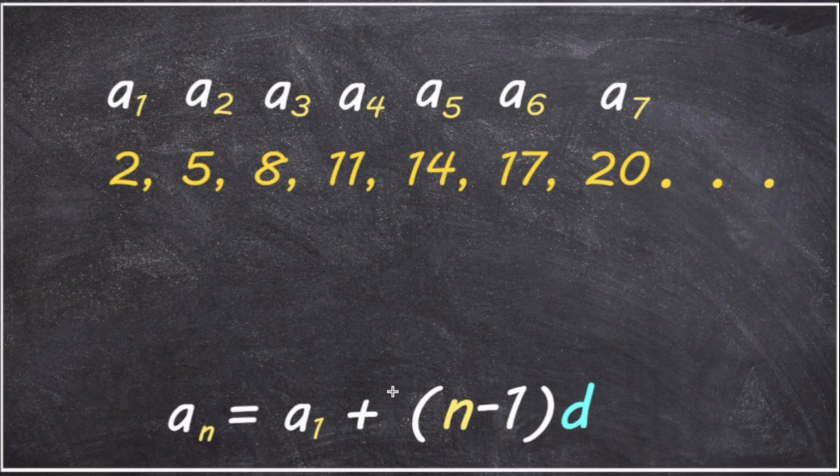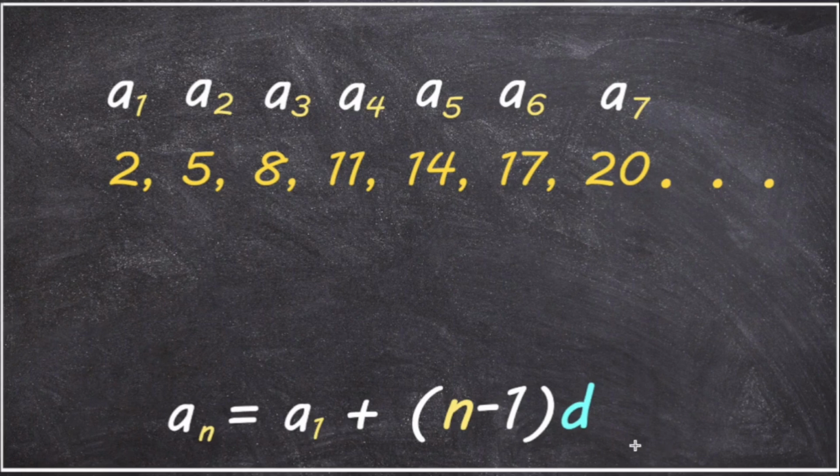The second part of the formula is a multiplication of two elements. The d is the difference between adjacent elements in the sequence. You can also think of d as a number that you add to an element in the sequence in order to get the value of the following number. For example, in order to find the number that follows 20, we would add the difference, which is 3, and that would give us 23.